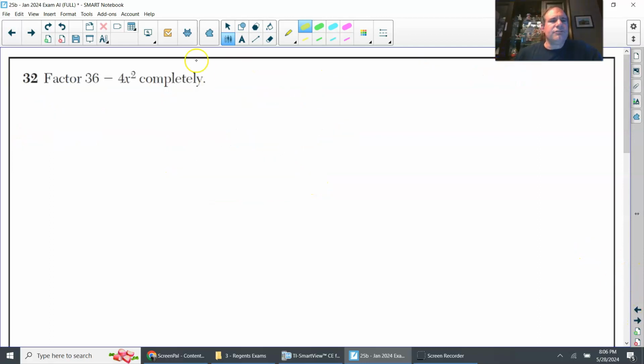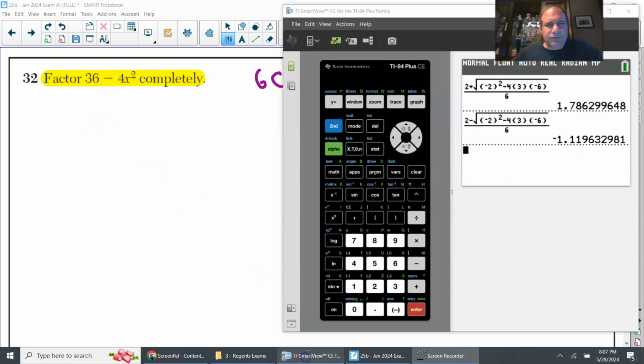All right, number 32, factor completely. Here we go again with this factor completely. So I'm going to look for GCF. That's what I do every time it says factor completely. I think 4 goes into 36. So if I go 36 divided by 4, I know it's 9. That means 4 is coming out. I factor completely: 4 times (9 minus x squared).